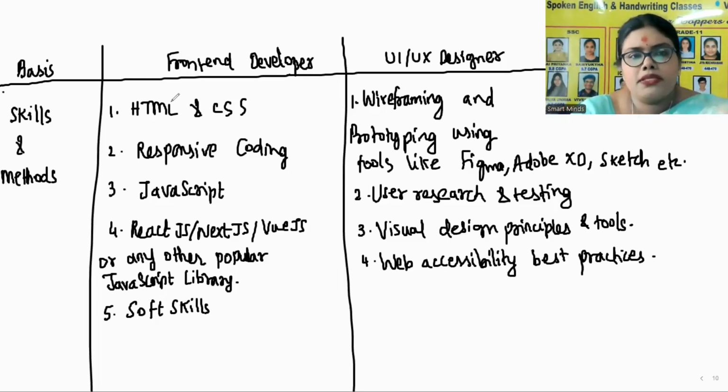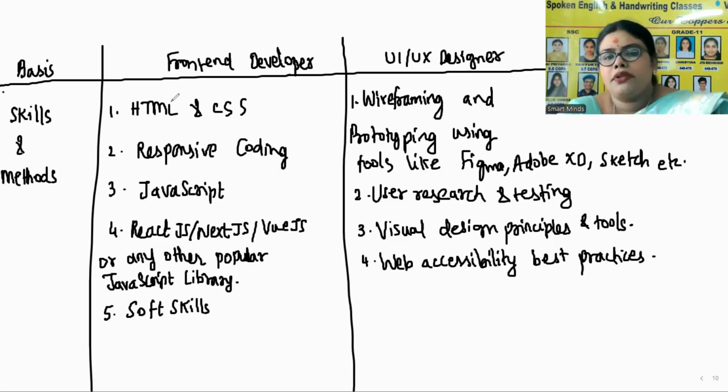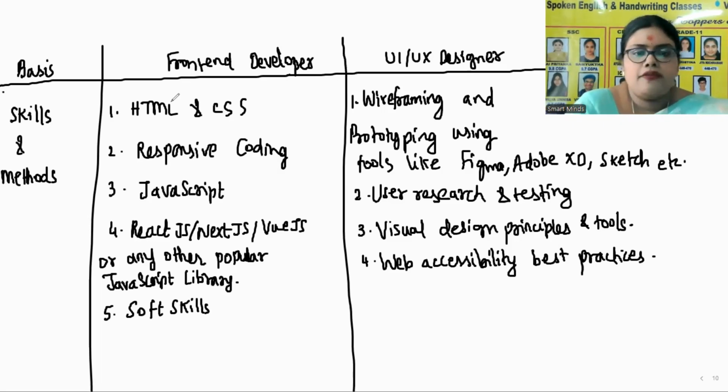Now let us see on the basis of skills and methods. So the front-end developer should have HTML and CSS skills, responsive coding, JavaScript, React.js or Next.js or Vue.js or any other popular JavaScript library. And then they should have soft skills. And a UI UX designer should be good at wireframing and prototyping using tools like Figma, Adobe XD, and Sketch, etc. User research and testing, visual design principles and tools, web accessibility best practices.